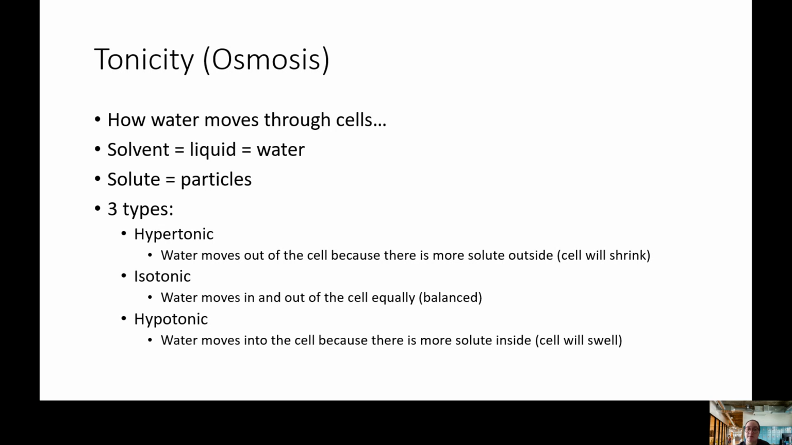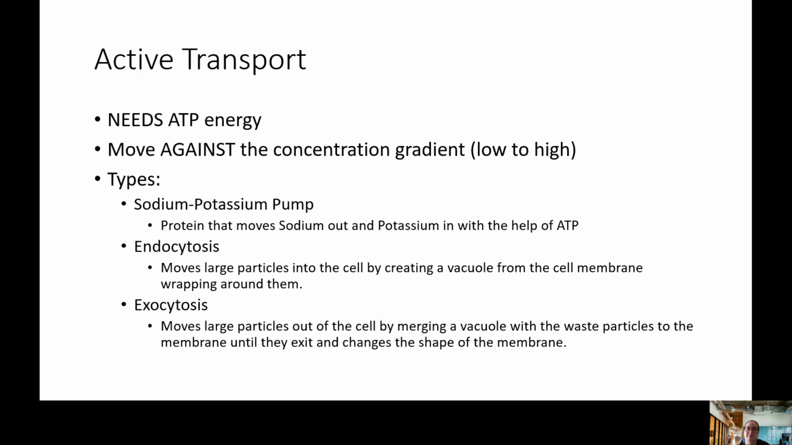Remember, we're referring to how much water is there. So if there's less water outside, the water is going to move outside. If there's less water inside, the water is going to move inside. We are looking at the connection between the water and the solute. Okay, solvent and solute. Very, very important. So make sure you get this down. If you still have questions over this, let me know.